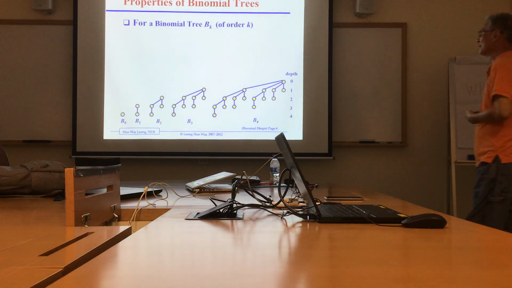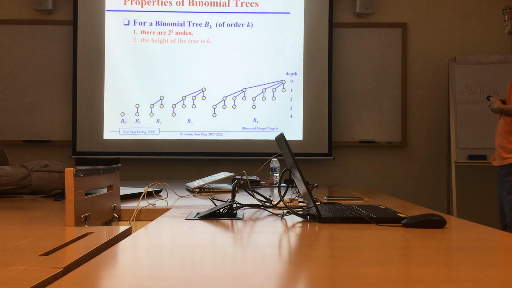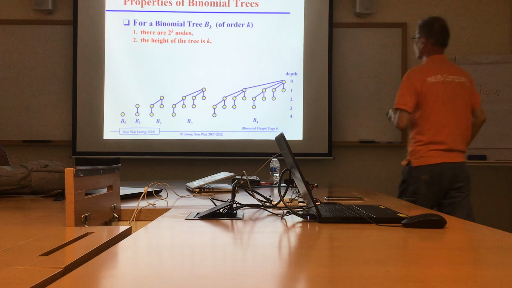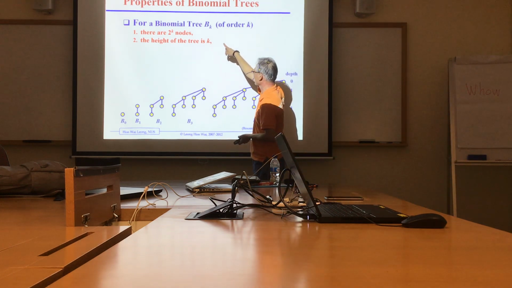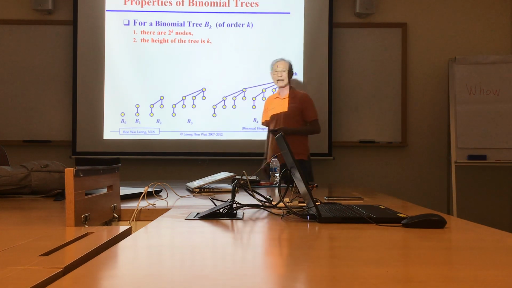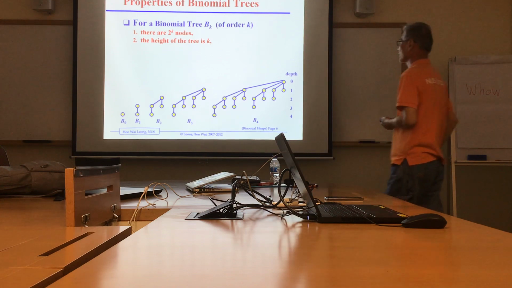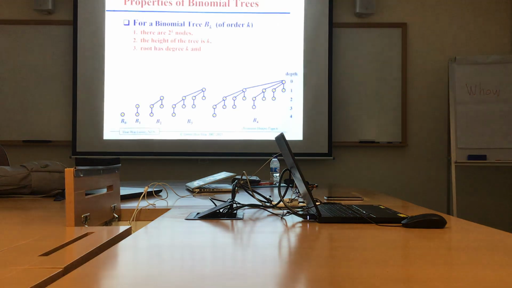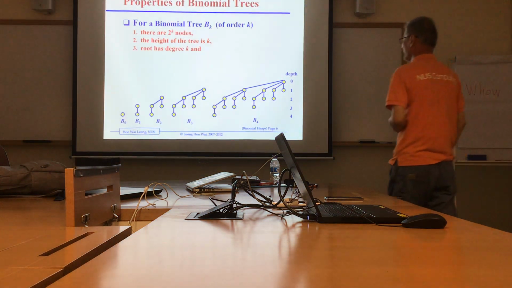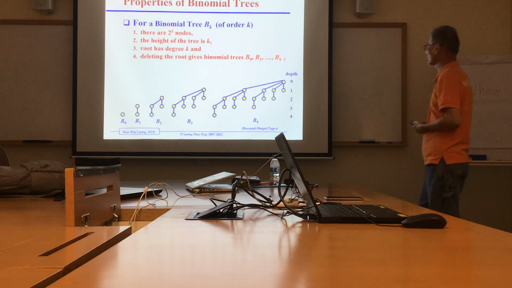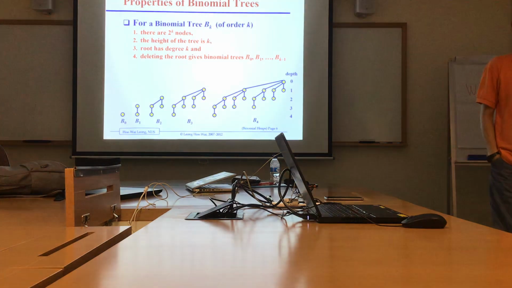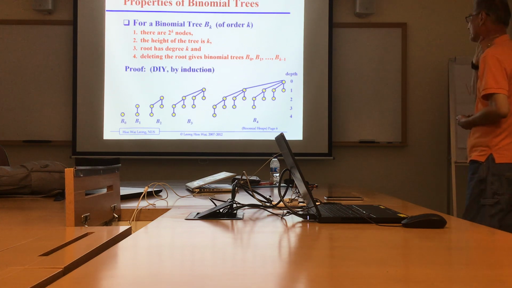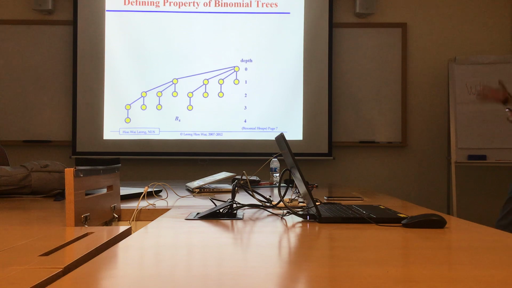So now we can prove some properties. If I have a binomial tree of order K, then there are 2 to the K nodes. You can prove that by induction. The height of the tree is K. The root has degree K, and deleting the root will give us binomial trees of order 0, 1, 2 until K minus 1. All of these can be proven by induction, so I'll leave it to you. So now we're going to look at this tree.